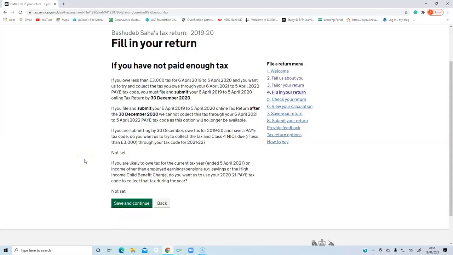And in the next section, we can see what will happen if I don't pay enough tax. This is the section that says if you owe less than £3,000 for 6 April, so this is not applicable for me. If you have not paid enough tax, this section may be helpful for you to read for understanding. But we don't have any tax due, so we said save and continue.